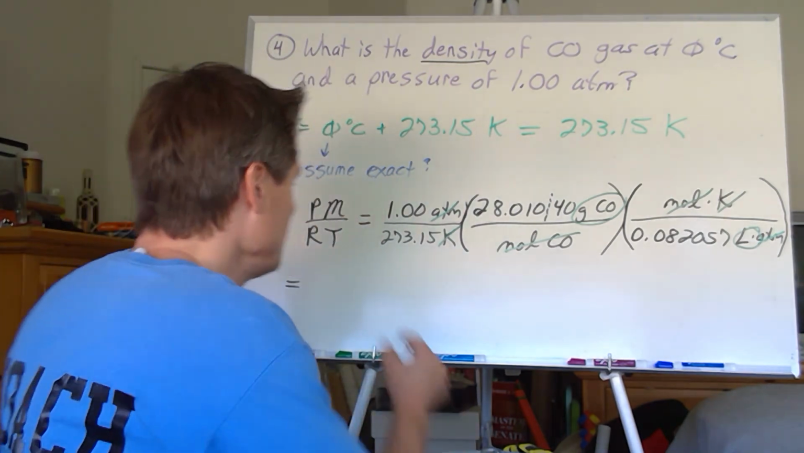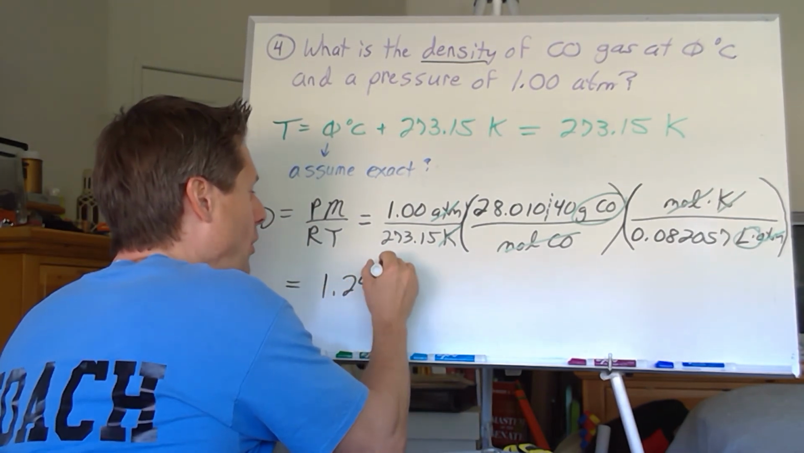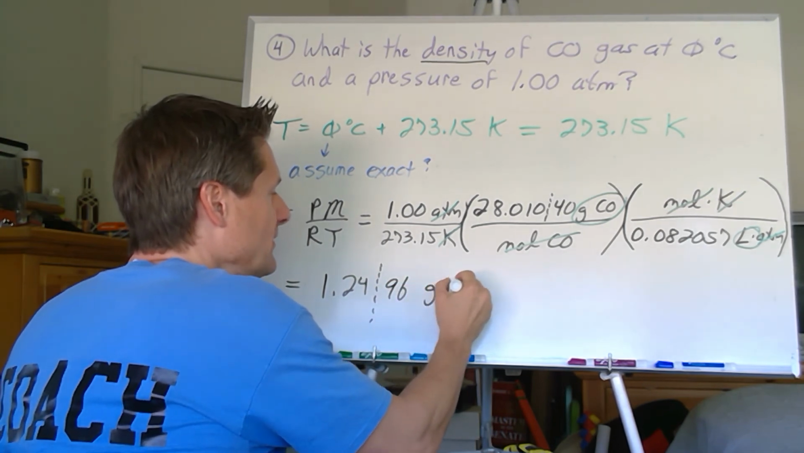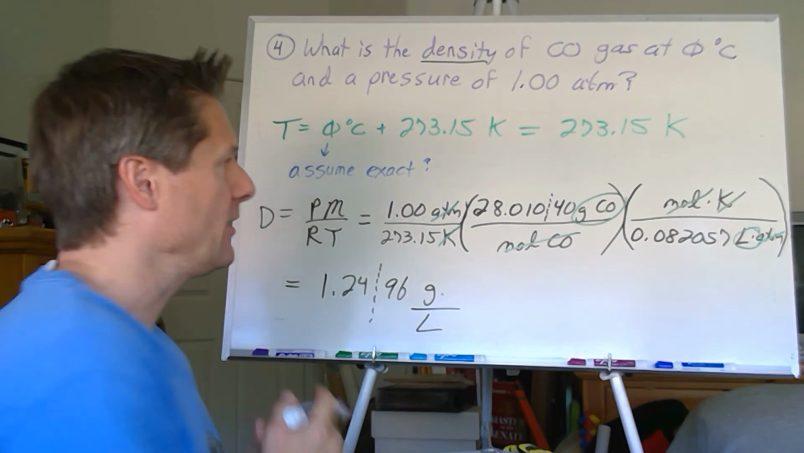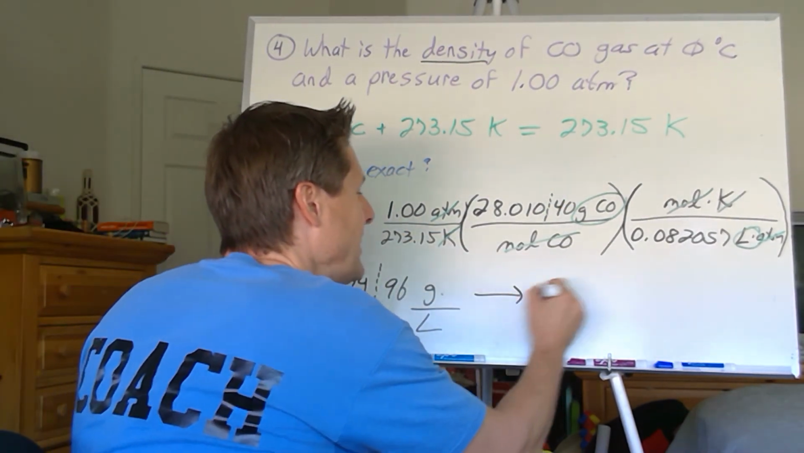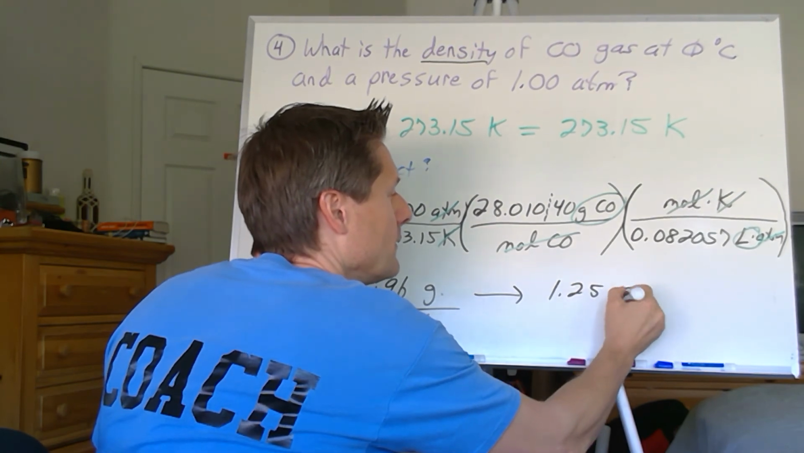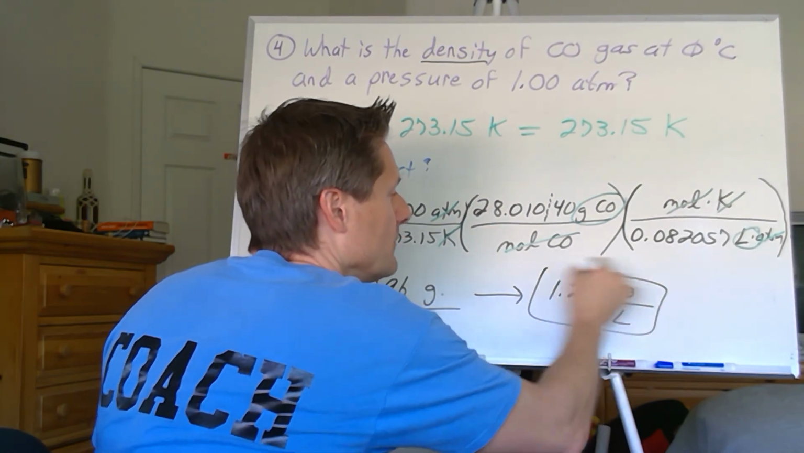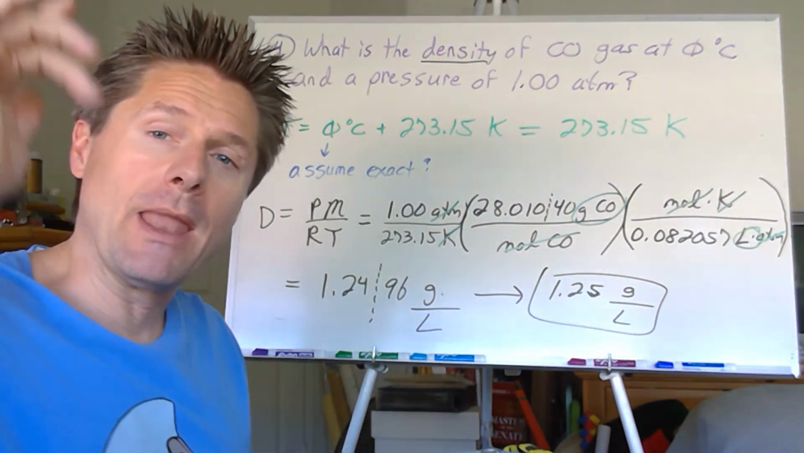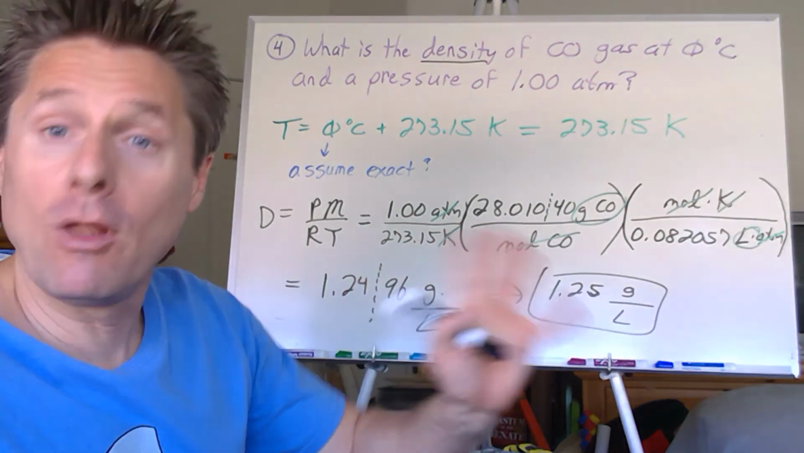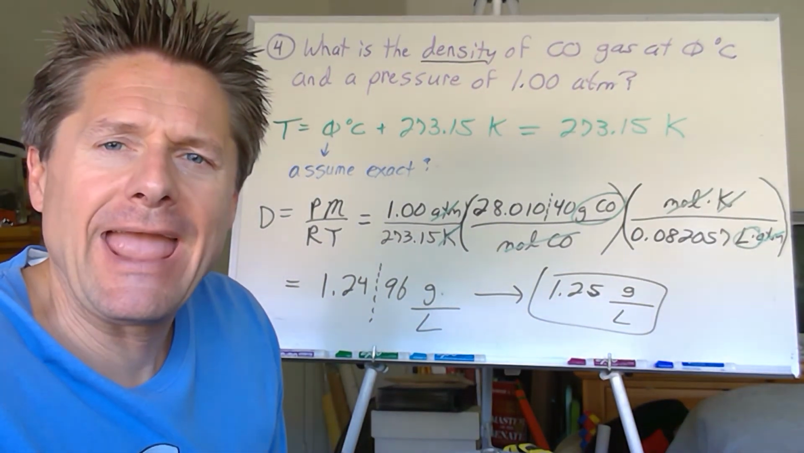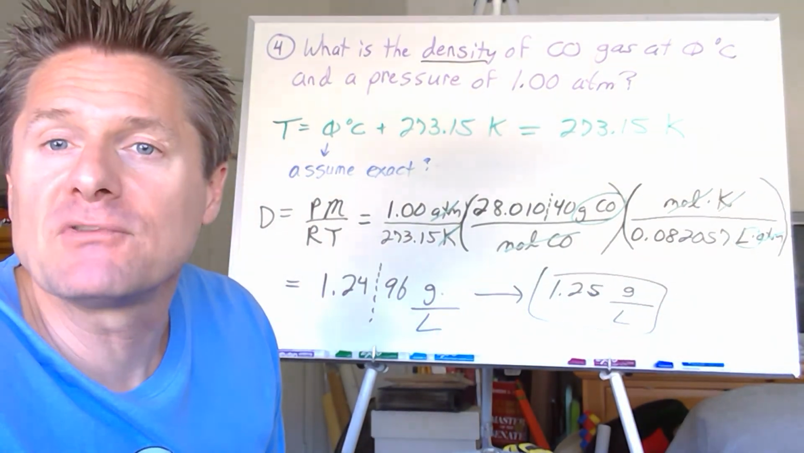So let's pop this out, and I get 1.2496 grams per liter, right? Grams over liter. That's going to round up to 1.25. Or you could go grams times liters to the -1. Boom! 4 all-encompassing gas problems. I didn't get them all. I wasn't going to do 9 different problems, but you got 4 and kind of showed you how to set them up and think about them. I think you're going to be okay.